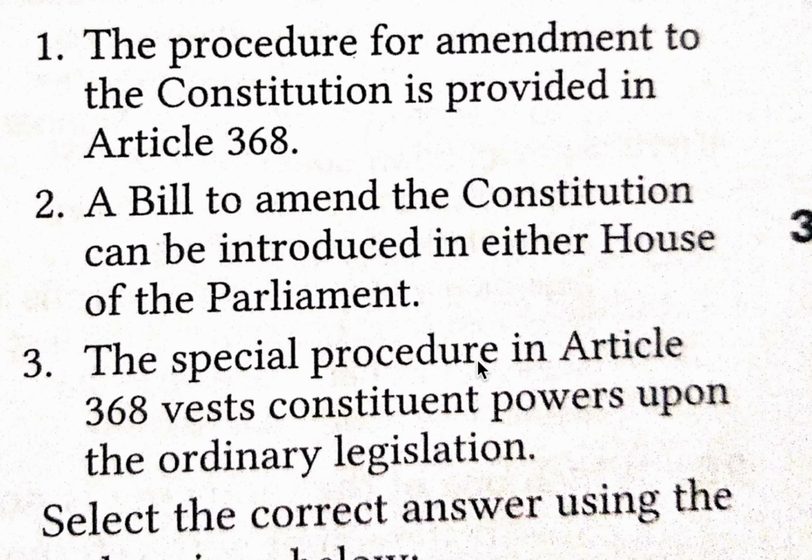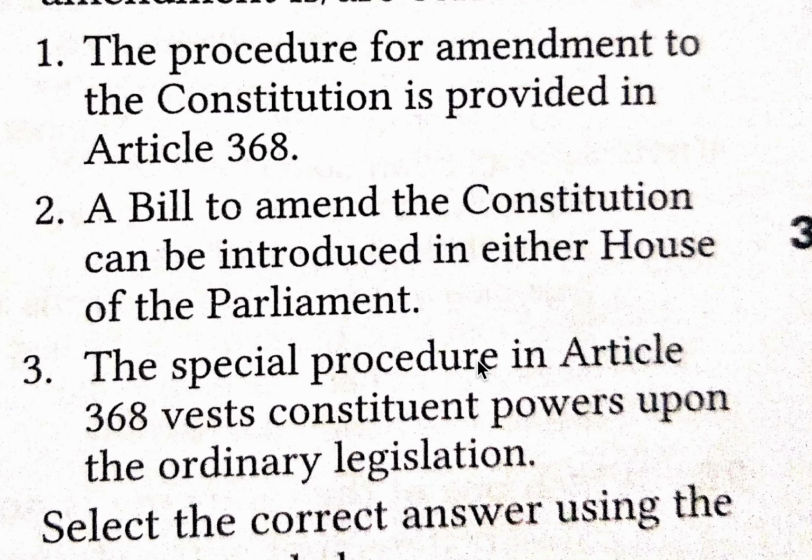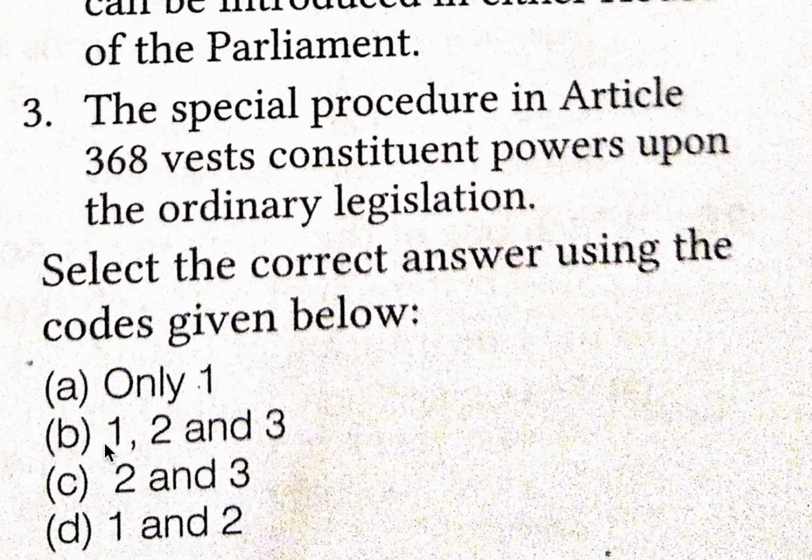So here, Article 368 provides all these three statements. This article provides two types of amendments. One is by special majority of the parliament, and the second one is by special majority of the parliament with the ratification of half of the total states. So all these three statements are correct. Option B is the correct answer.